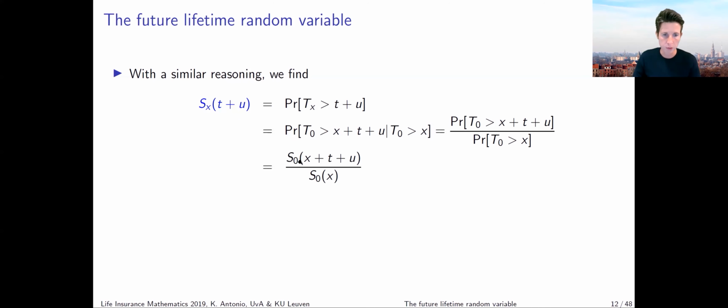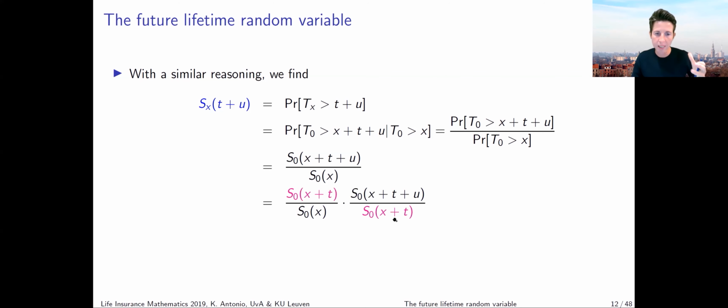The survival function as 0, evaluated in x plus t plus u, divided by the survival function as 0, evaluated in x. If I then further manipulate this expression and I bring in the magenta guys in the numerator and in the denominator, then I can recognize here, once again, a kind of multiplication rule, because I can write the first expression here as the survival probability of an x-year-old evaluated in t. So the probability that an x-year-old will reach age x plus t, multiplied with the survival probability that an x plus t-year-old will live for another u years.